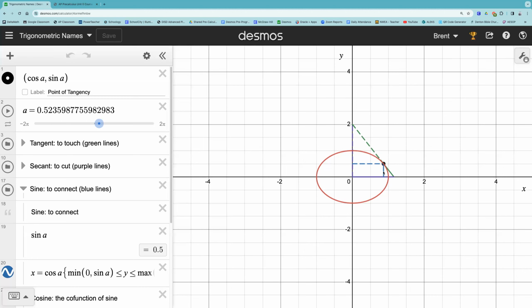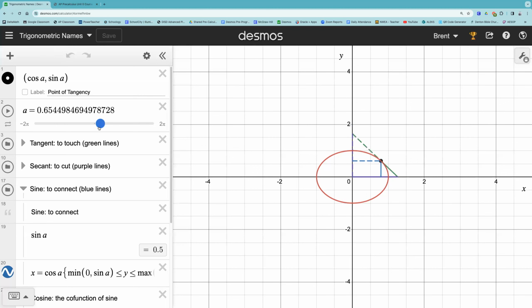That's sine. Sine connects to which axis? The x. Okay, cosine. Where do you think cosine connects to? To the y. This is cosine. So tangent, sine, secant, cotangent, cosine, cosecant. Does that make sense how they're the names where they come from?